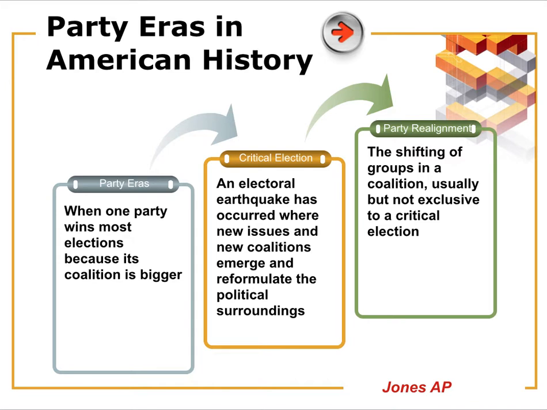The political landscape of 1928 differs very, very much from the landscape of 1936. Now, also what happens is what we call party realignment, in which the shifting of groups in a coalition occurs usually during a critical election, but not entirely due to that, because we can see some differences in today's landscape that really can't always be tied to a critical election.